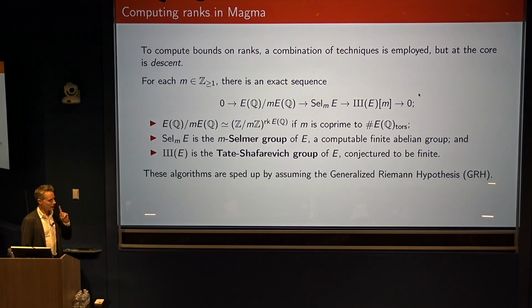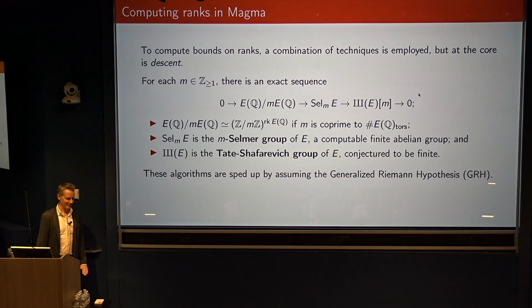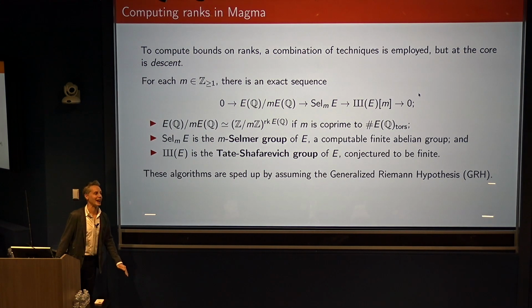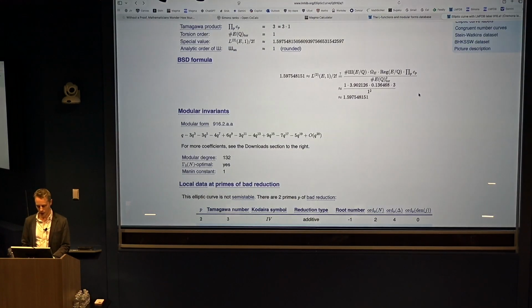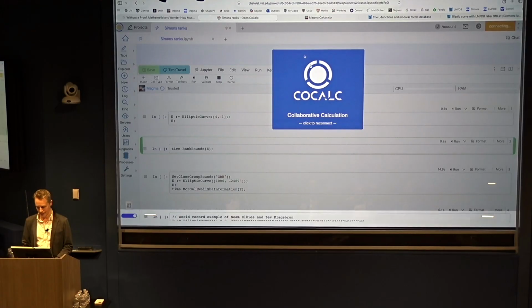Okay. Now, right, what I was saying, these algorithms are sped up by assuming something called the generalized Riemann hypothesis. I'll say a little bit about what this is later. I promise you this is the least objectionable thing that I might ask you to assume over the course of the hour. All right, so try it out. I'm going to try a live demo. You never know how that's going to go, but.